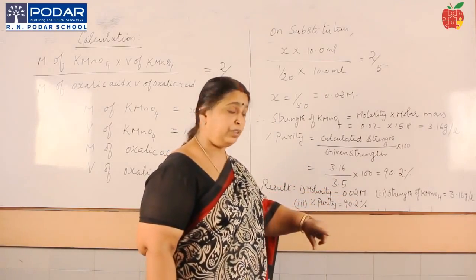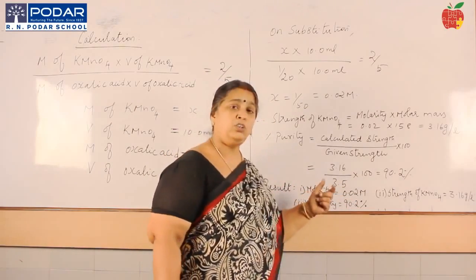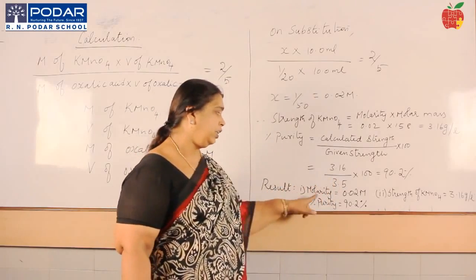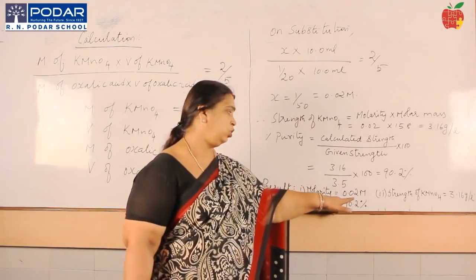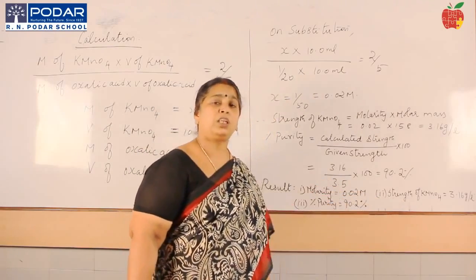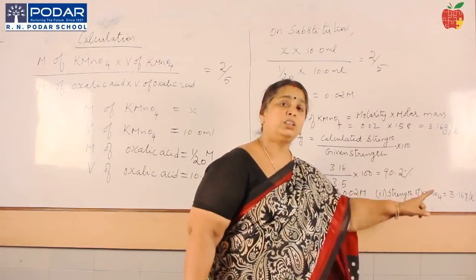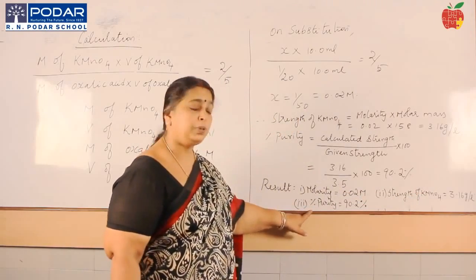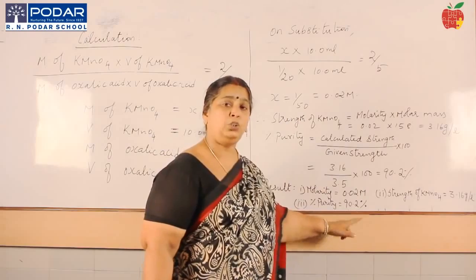It can be anything for your value. And do not forget to write the result. Molarity of KMnO4 equal to 0.02 molar. Strength of KMnO4, calculated strength, 3.16 grams per liter, and percentage purity comes up to 90.2%.